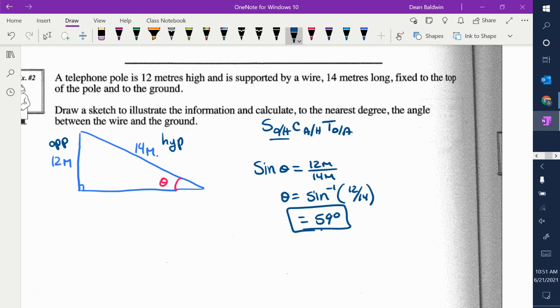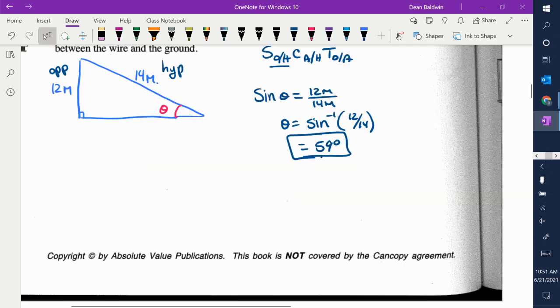Is that okay? All right. On to the next page.